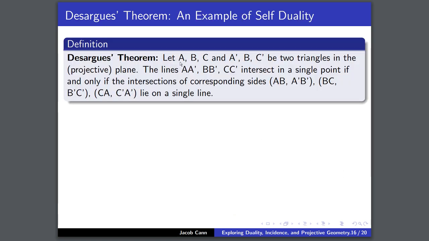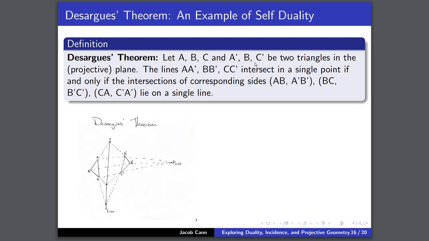We also have Desargues's theorem as an example of self-duality. So we had projective space is a self-dual space, a self-dual geometry. Desargues's theorem gives us an example of a theorem that is also self-dual. So I'll get the image so it's a little bit clearer.